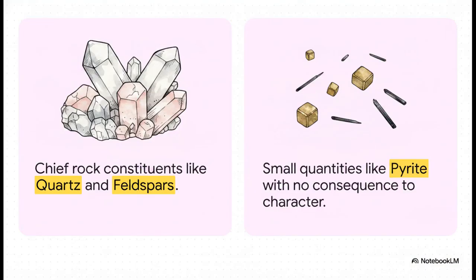Let's talk about how geologists actually organize this massive array of materials, starting with classification based on quantity. We have essential minerals versus accessory minerals. Essential minerals are basically the VIPs. They form the chief constituents of a rock and actually determine that rock's character. Quartz, feldspars, and micas fall right into this category. Contrast that with accessory minerals like tourmaline, pyrite, or magnetite. These show up in really small quantities, and their presence or absence has absolutely no consequence on the character of the rock. They're just kind of along for the ride.